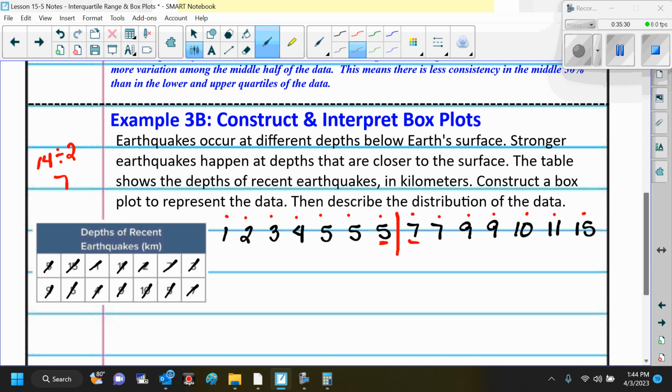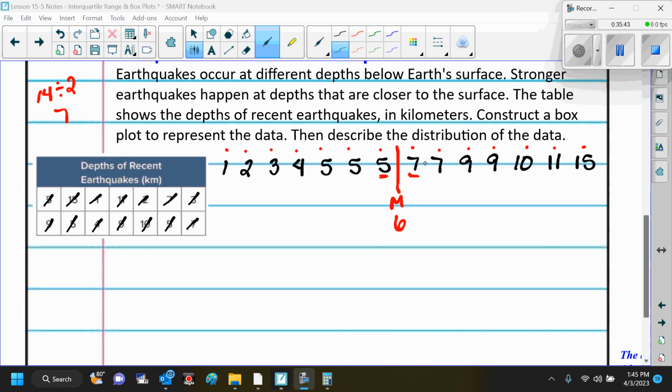My median is right in between. So 5 plus 7, that's 12, divided by 2. My median is 6. Let's write down our data points that we're trying to find. So we need the median, which is 6.